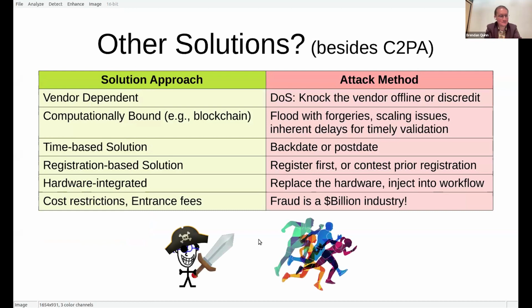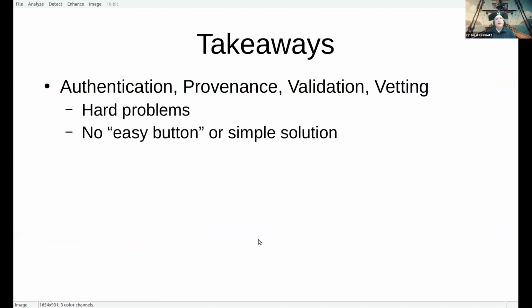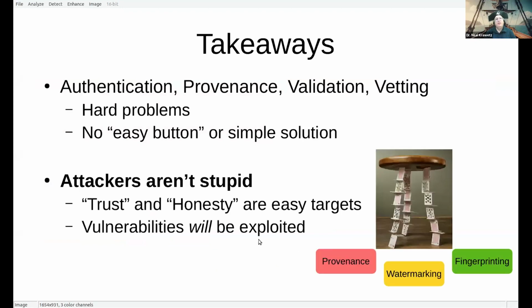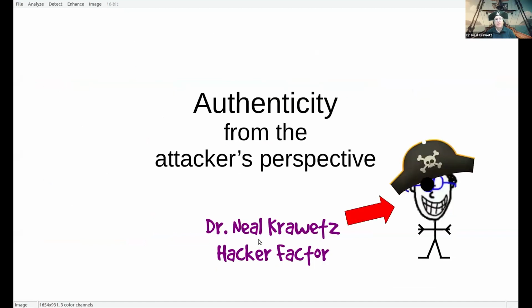No problem. There are other solutions besides C2PA, but most were not designed with the attacker in mind, leaving large exploitable vulnerabilities. The big takeaway is that authentication, provenance, and validation are hard problems with no easy solution. The other thing to remember is that attackers are not stupid. Trust and honesty are easy targets, and vulnerabilities will be exploited. And with that, I'm Neal Krawetz, and I'll turn this discussion back over to the panel.